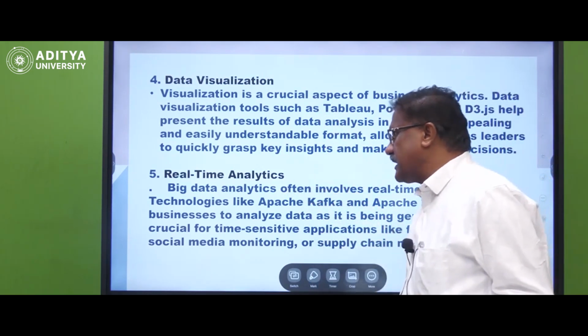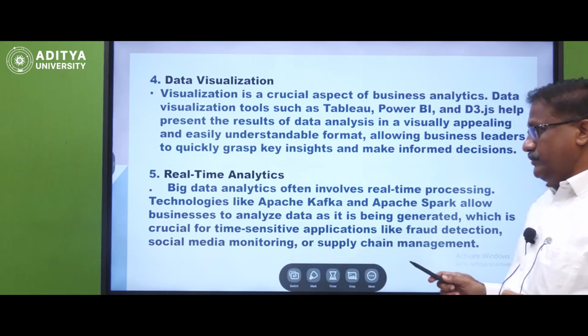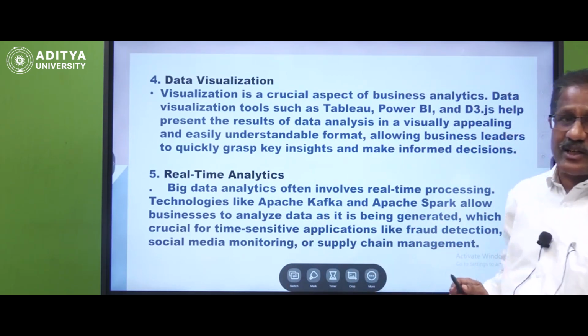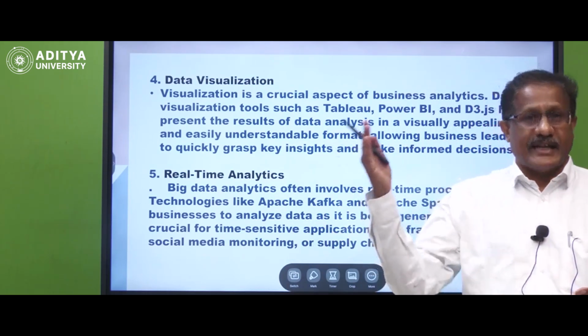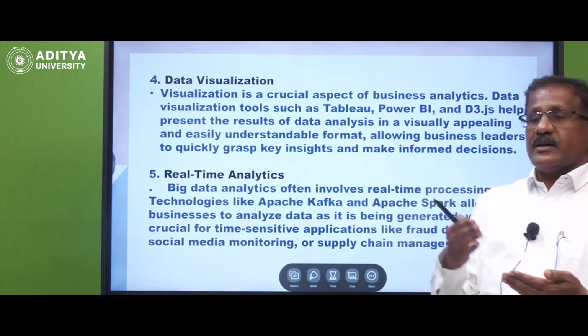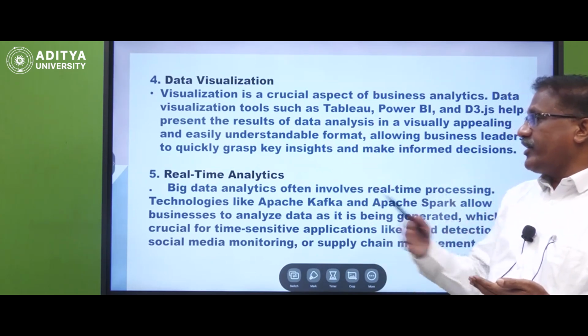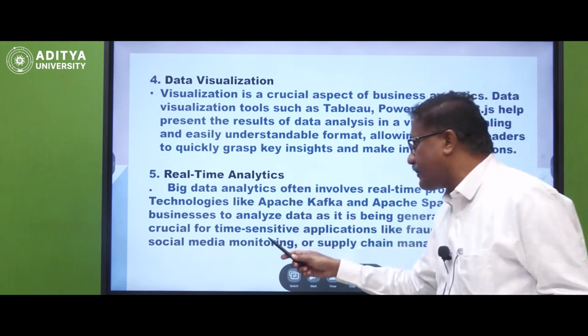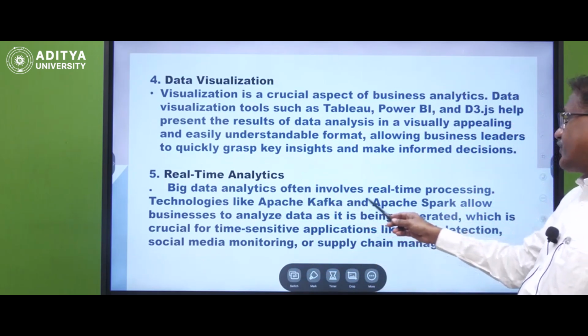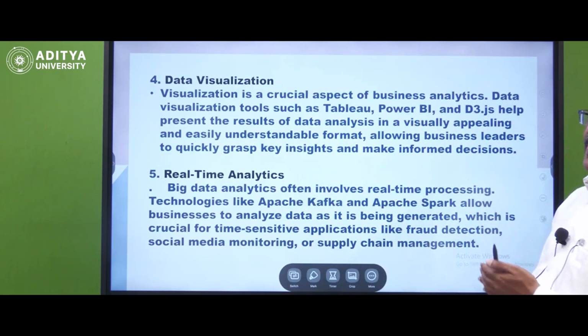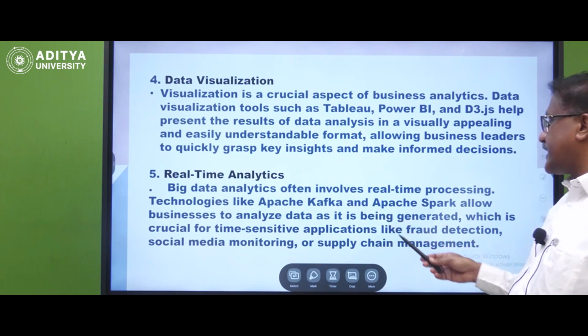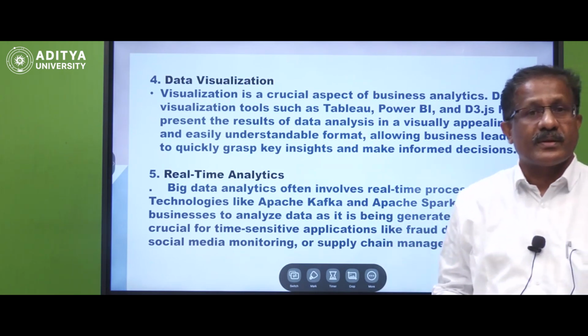And the 5th point is real-time analytics. Real-time analytics is nothing but, yesterday I talked about big data, streaming data. That means moving data. Streaming data, moving data, that is coming under the real-time analytics. Big data analytics often involves real-time processing. For example, Apache.